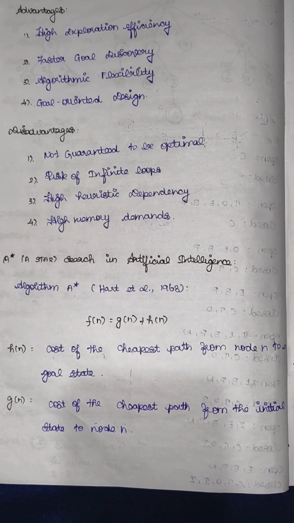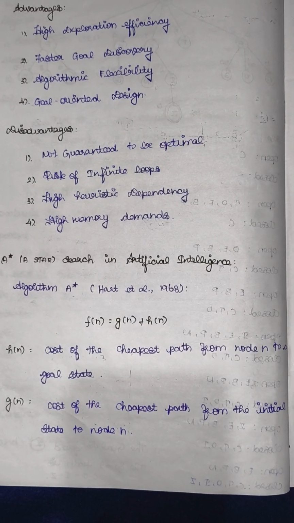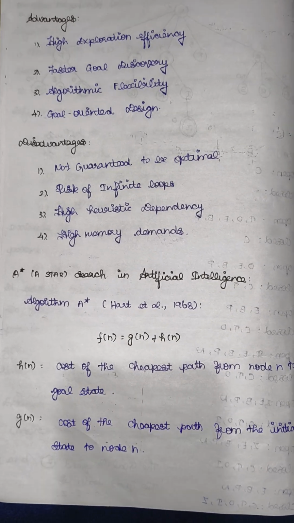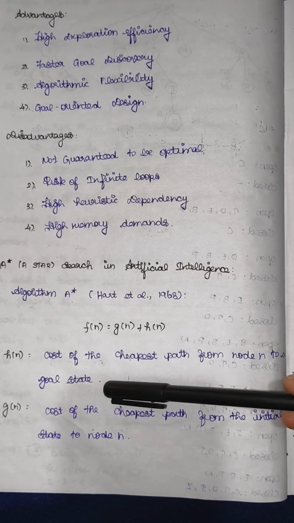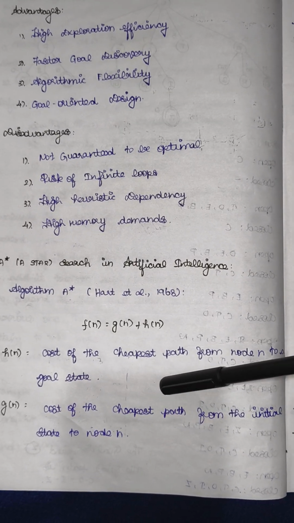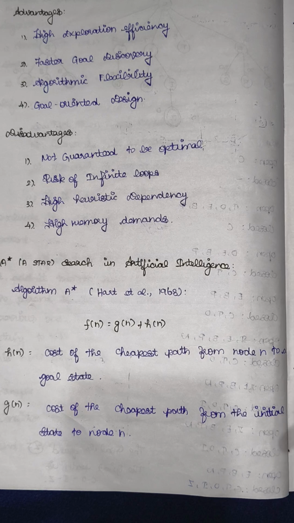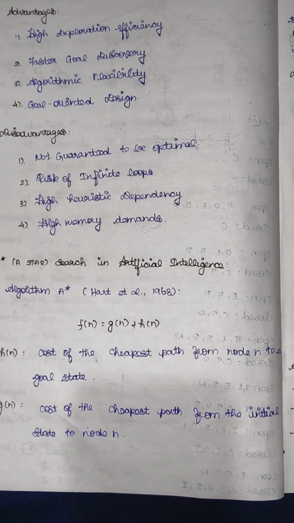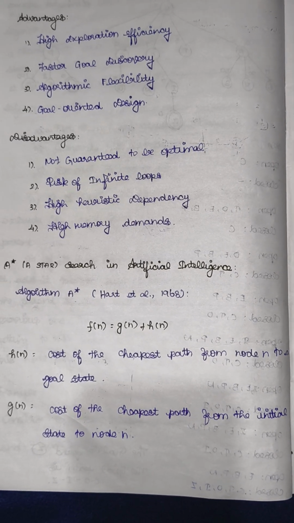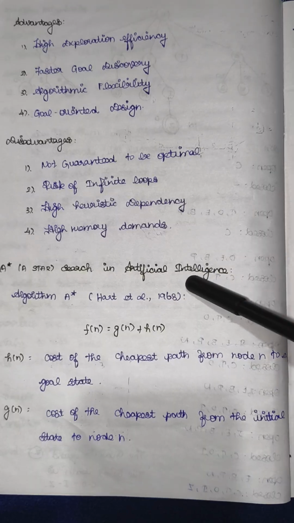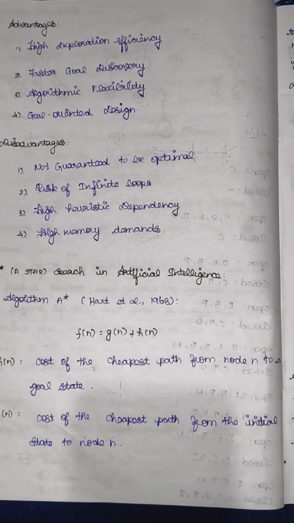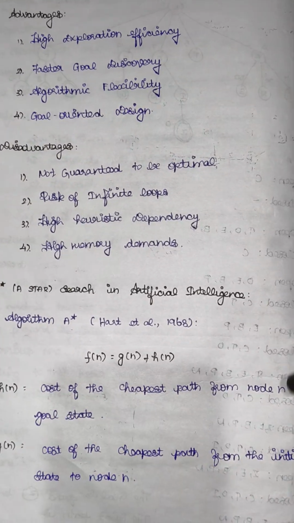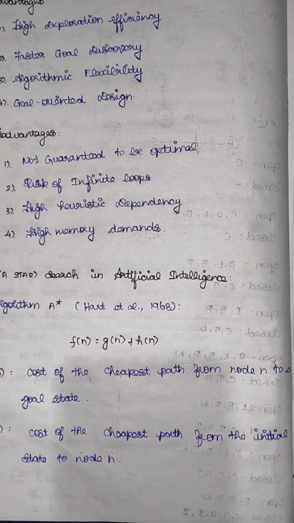First, it is calculated with the help of one formula, that is f of n equal to g of n plus h of n. g of n is the cost calculated from the initial state to the node n, and h of n is the cost of the cheapest path from node n to a goal state. Let us discuss with one simple example.